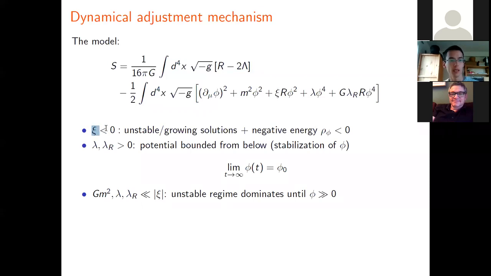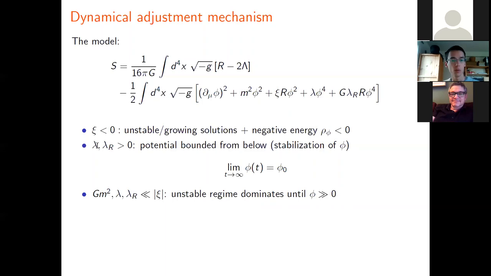So we need a negative non-minimal coupling psi. And the reason is that with negative coupling, the scalar field will be unstable close to its origin, to its zero value. So it will naturally develop growing solutions and develop a negative energy density that will slowly, or very rapidly in this case, compensate for the large vacuum energy produced by quantum fluctuations.